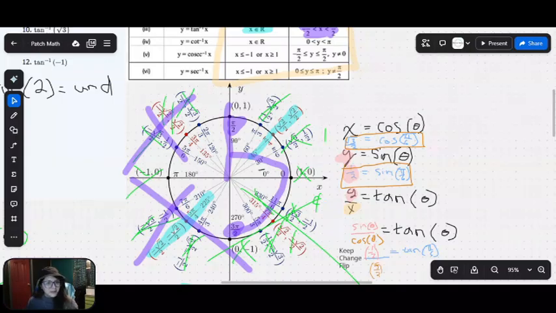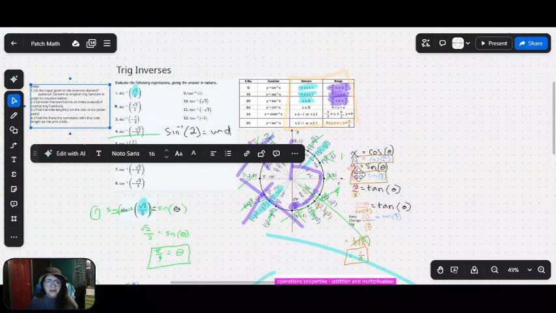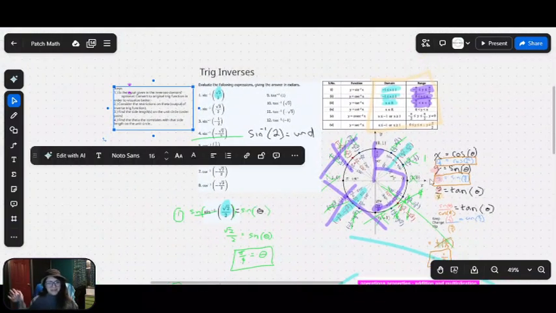Well, there you have it. We have now learned effectively about how to use the unit circle to solve trig inverses by hand. Thank you so much for your time.